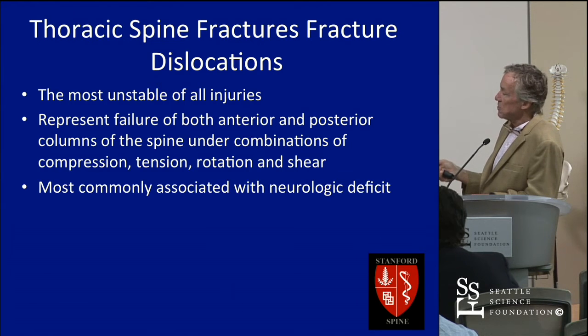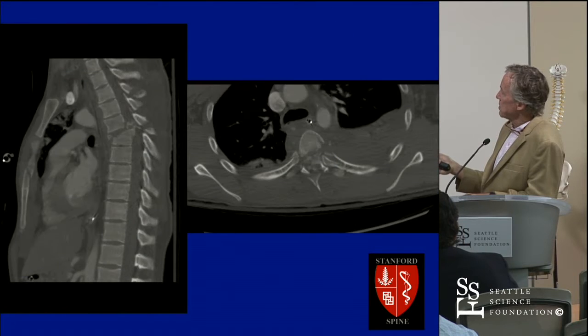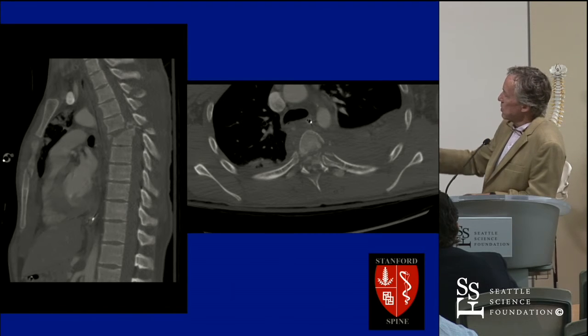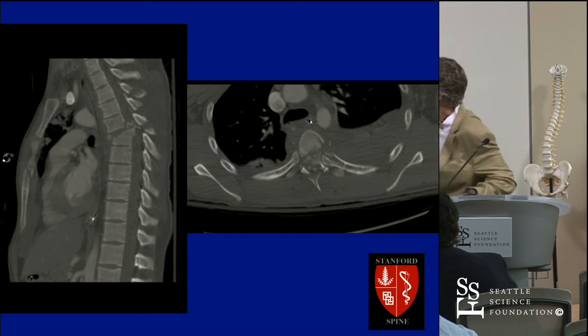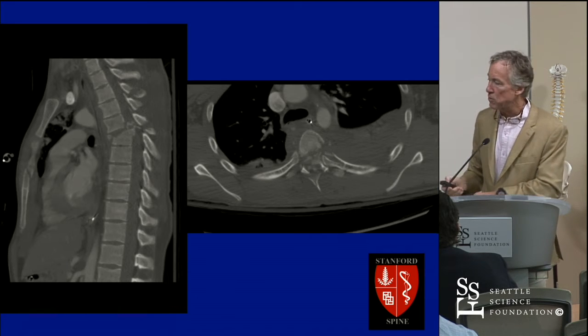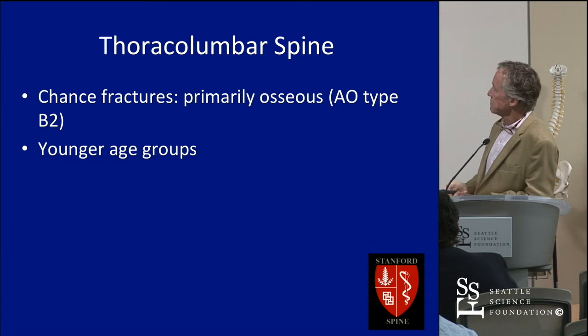At the other end of the spectrum are the fracture dislocations, where the upper part of the spine has gone one way and the lower part has gone another way, representing failure of both the bones in the front and the ligaments in the back. And these are the types that are most commonly associated with neurologic deficits and have fracture patterns, as you can see, like this. The upper part of the spine is in a different alignment than the lower part of the spine, and that by nature defines a fracture dislocation. And you see the spinal canal here filled with bone and a complete spinal cord injury in that regard.